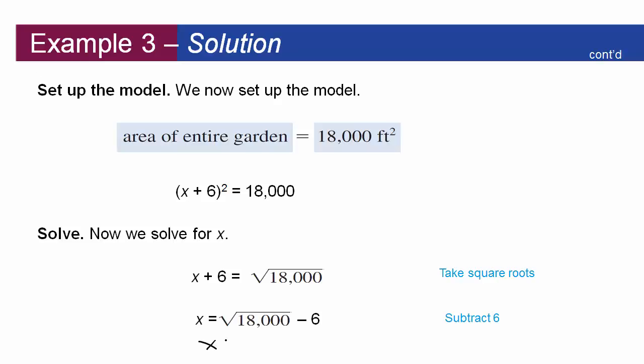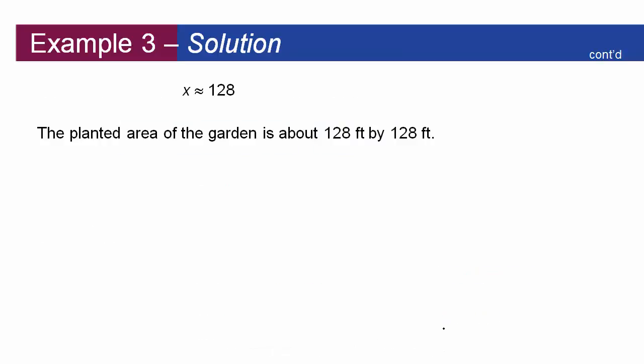And so x is going to equal 134.164 minus 6. So it's basically, when you round, about 128. You can get a more precise answer if you want, but for what we're going to be doing, that's going to be good enough.